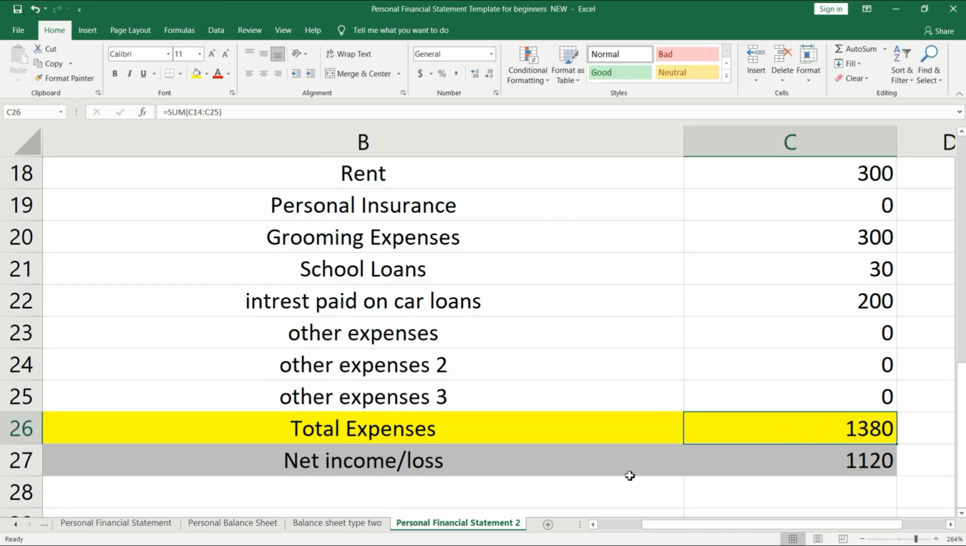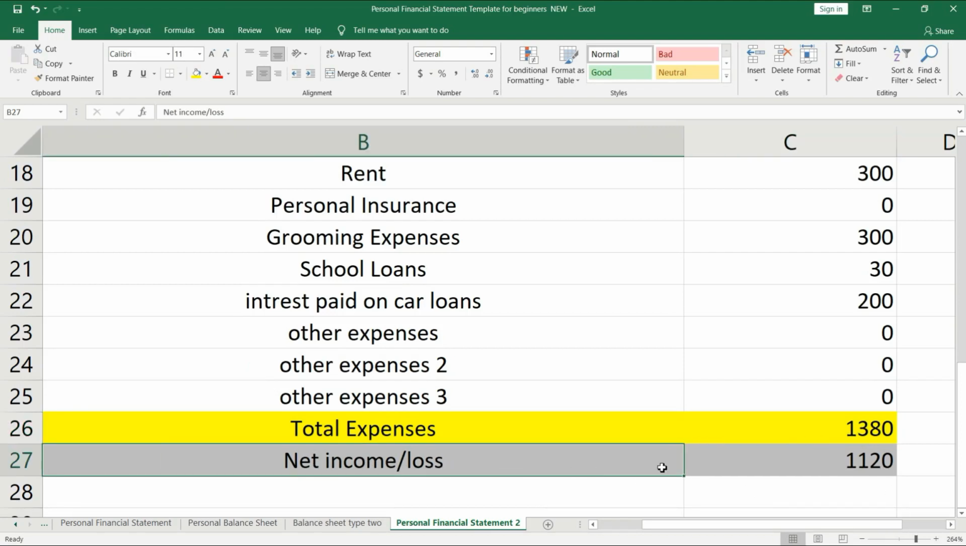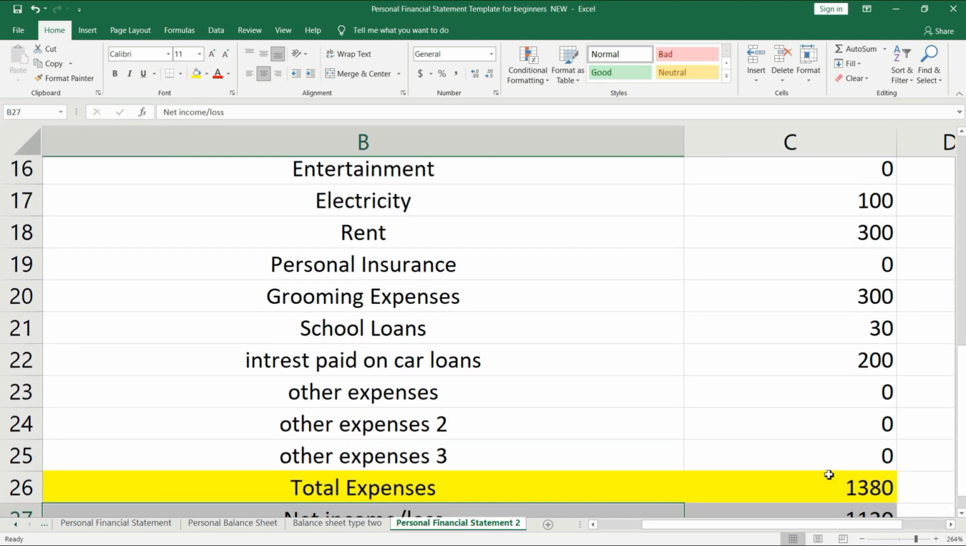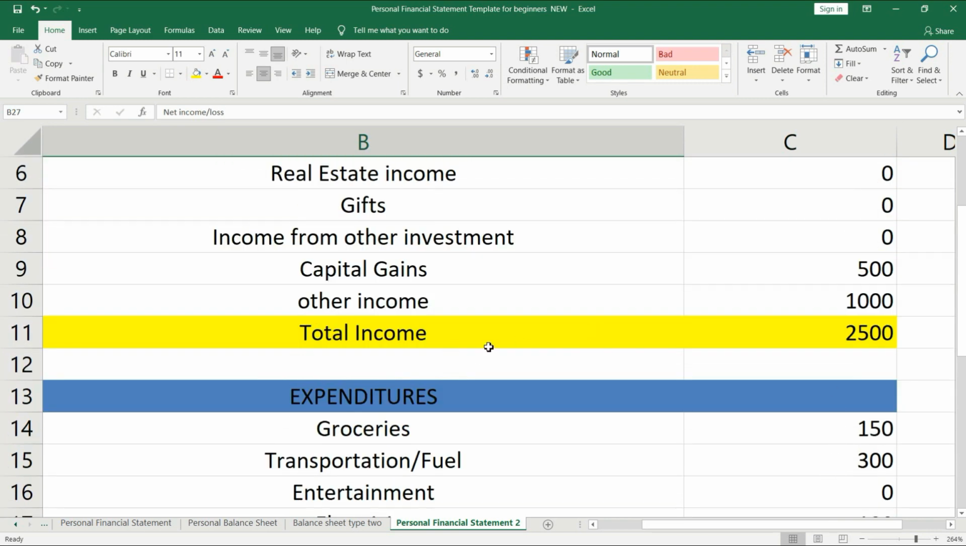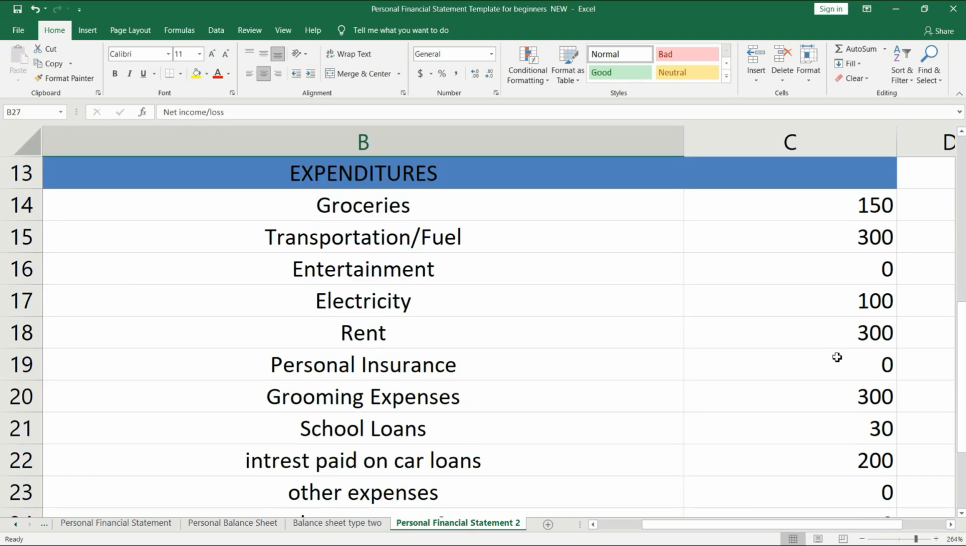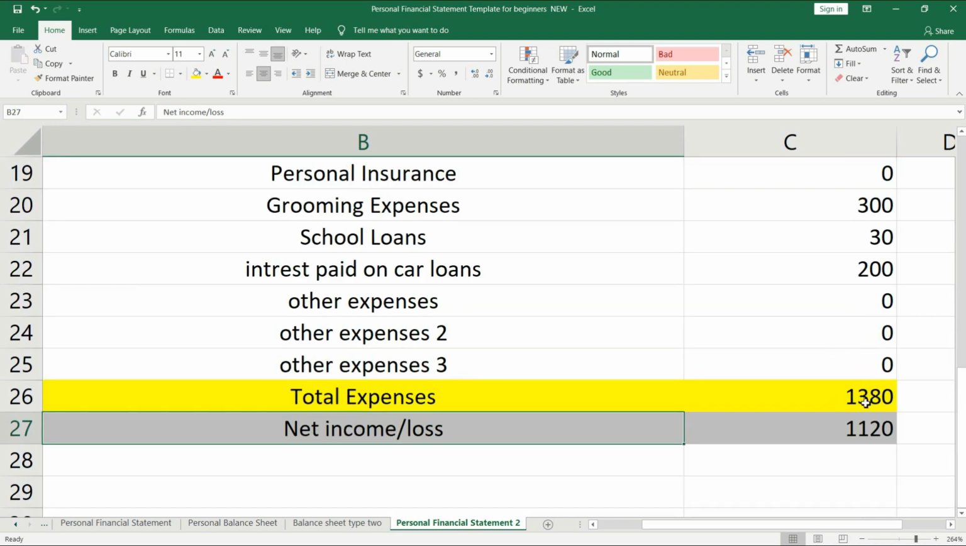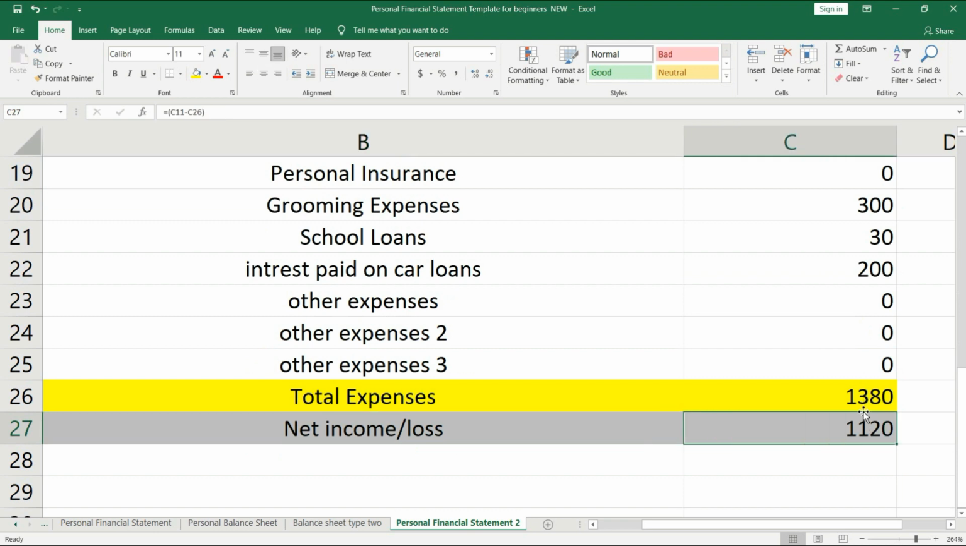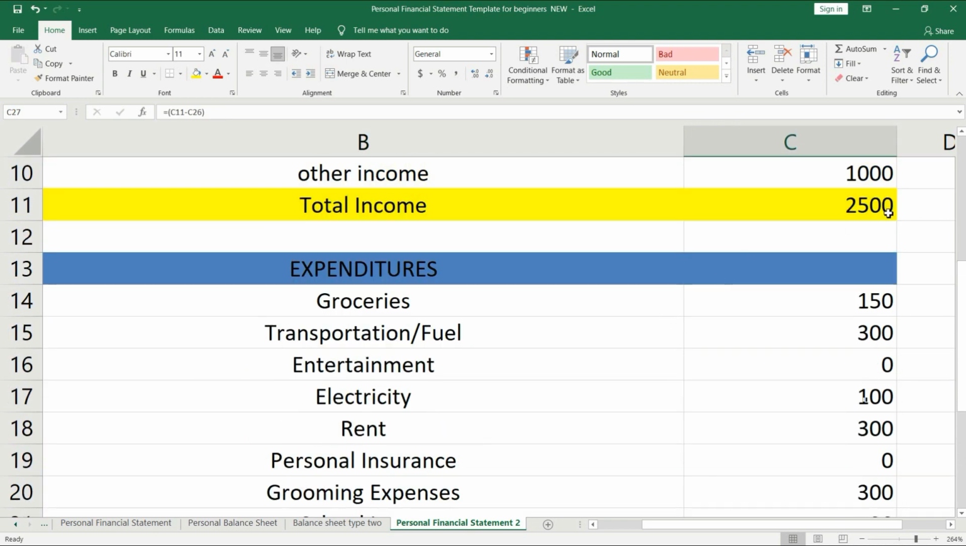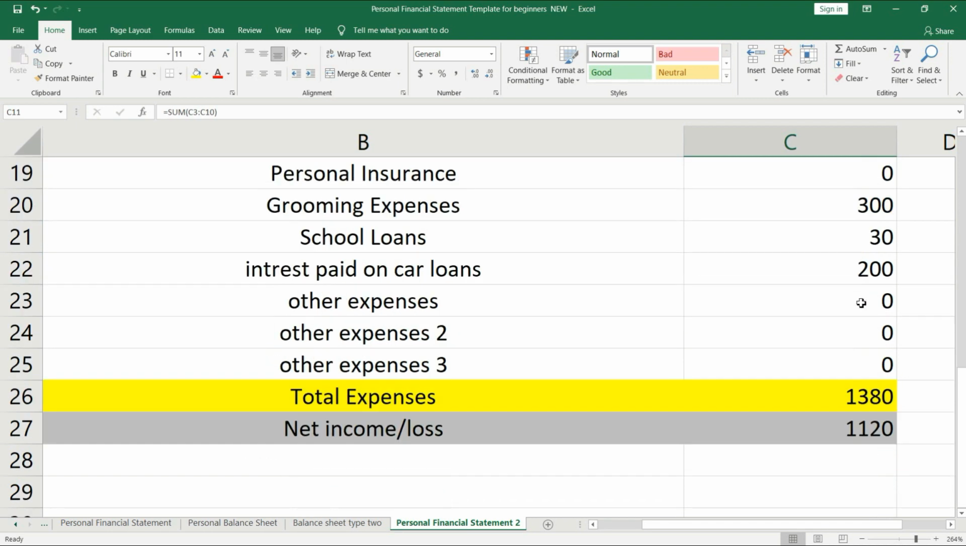And you have the next one being net income. Net income has to do with your total income minus your total expenses. So this is your total income, which is this figure 2,500 minus 3,380 cedis, and it gives you a net income of 1,120. You understand?